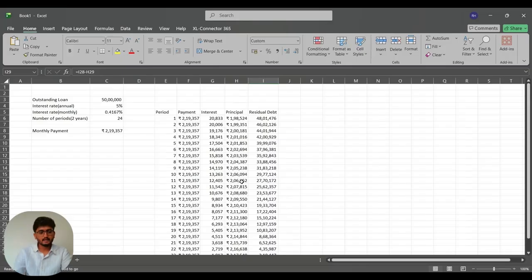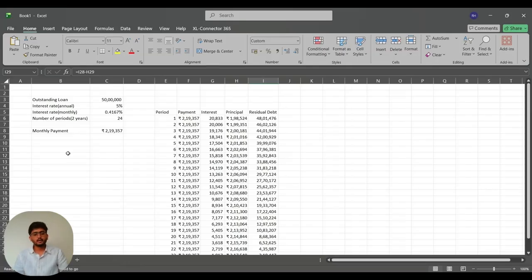The final conclusion was: the loan amount is 5 lakh, and the EMI we are paying is 2,19,357 rupees. The monthly interest rate we converted is 0.4167%. So over 24 months the interest portion keeps decreasing, and the principal portion keeps increasing. The loan gets fully repaid in the 24th month.